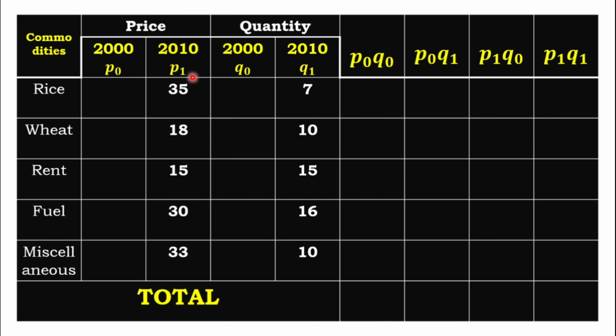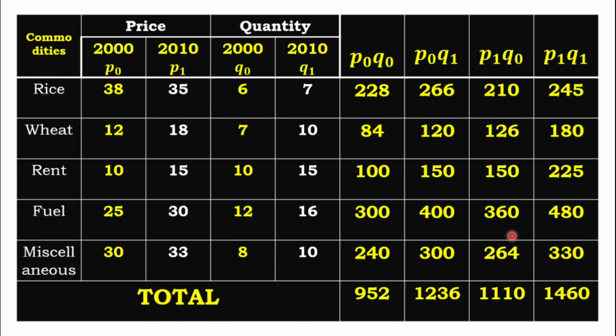Now let us solve for P1 Q1. The product of P1 Q1 we have to solve: 35 into 7 is 245, 18 into 10 is 180, 15 into 15 is 225, 30 into 16 is 480, 33 into 10 is 330. Summation is 1460. So all the products of quantity and price are given and we have the sums as well.